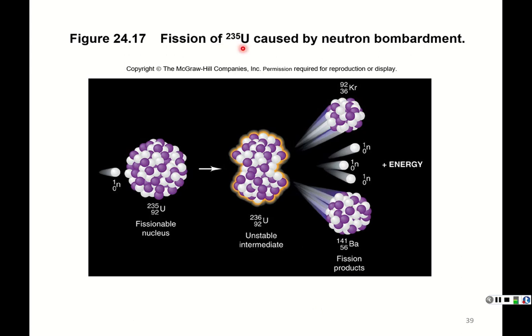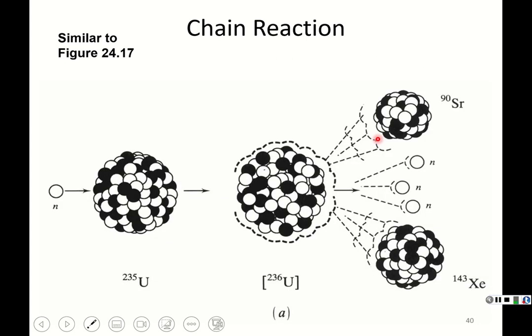Here we have the fission of U-235. Uranium-235 is the one that's fissile; there are a couple of isotopes of uranium, but that's the one. If you bombard it with a neutron, it will split into barium-141 and krypton-92. It also releases 3 neutrons and a whole lot of energy. Those 3 neutrons can then go on to split other uranium-235 nuclei, so you get a chain reaction.